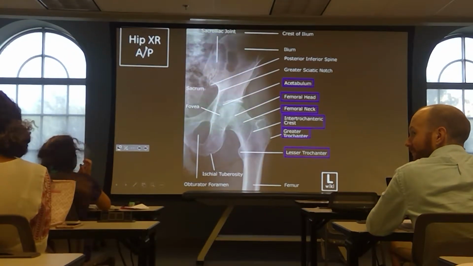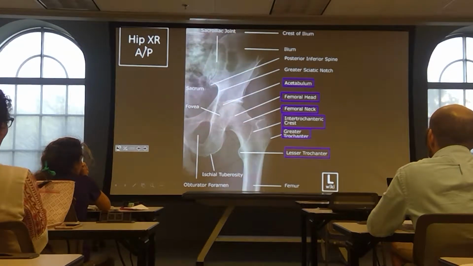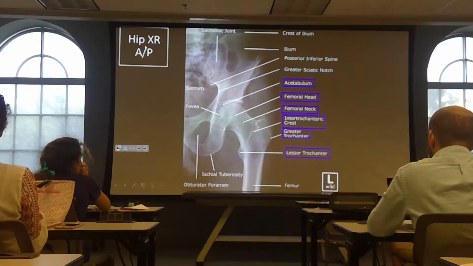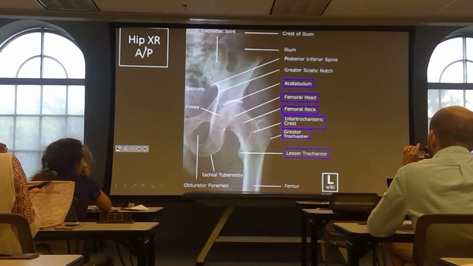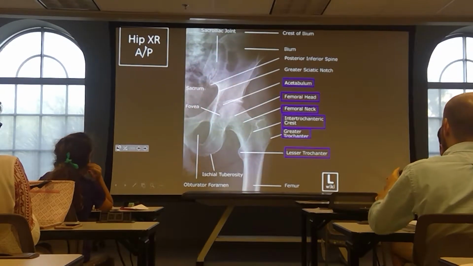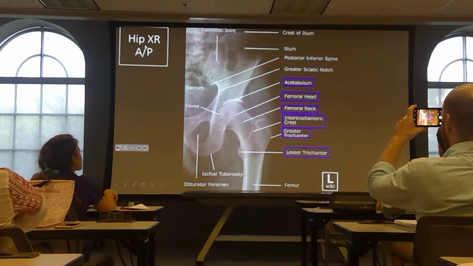Femoral neck. Why is the femoral neck important? Clinically, we talked about this one. Yeah, that's where the fractures with osteoporosis occur. Intertrochanteric crest. I think that's PA school caliber. That's a good question to ask. You have your greater troch and your lesser troch. Those are both perfectly reasonable things to do on that view.